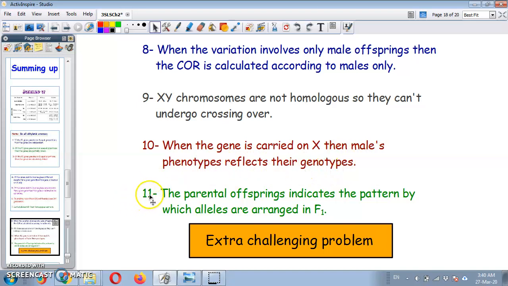The 11th one, the parental offspring indicates the pattern by which alleles are arranged in F1. Okay.